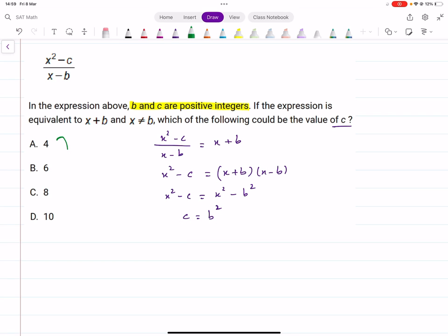So you just look at these values and see which of them is a perfect square. 4 is a perfect square, 6, 8 and 10 are not. So the only option that we've got here is A, because that's the only perfect square. Okay, so the final answer that we have in this case is 4 therefore. Okay, alright, let's move on.